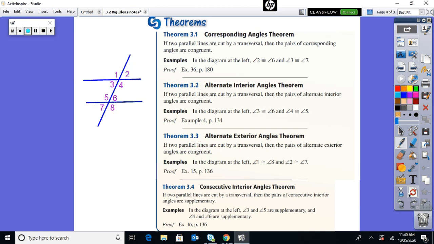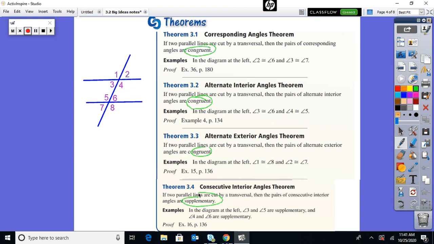The only one not congruent of these pairs is a consecutive interior. So consecutive interior angles are going to be supplementary. So that's 3 and 5 and 4 and 6. Again, these all occur only if the two lines are parallel. All right? So you've got congruent, congruent, congruent, and then supplementary.